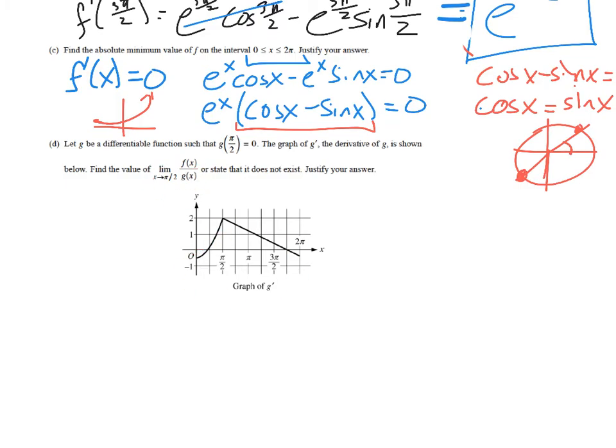We got a graph, f of x, which is from up above. Okay. And then we got something about a limit. Okay. So we've got our limit as x goes to pi over 2 of f of x over g of x.